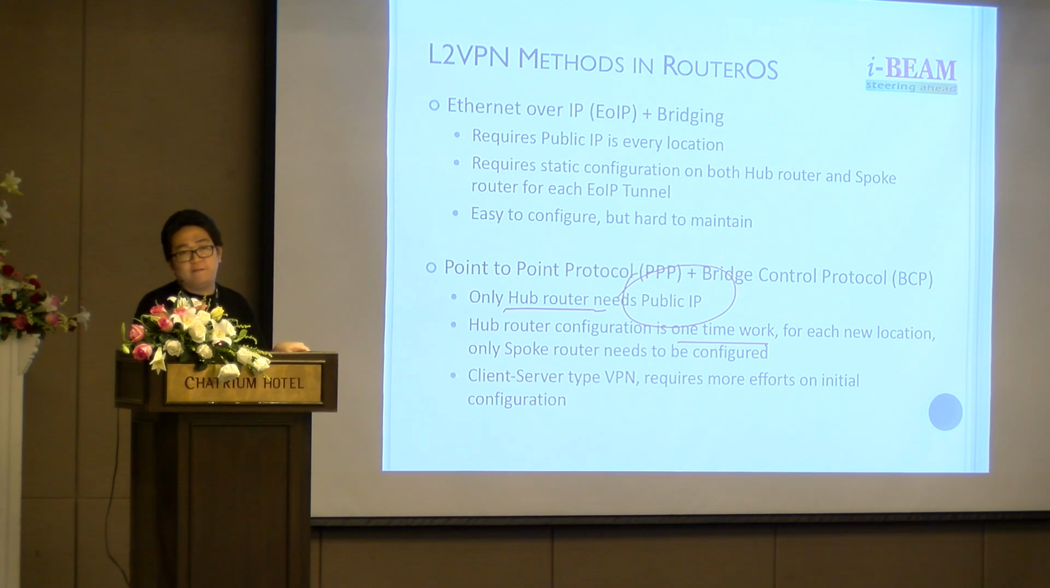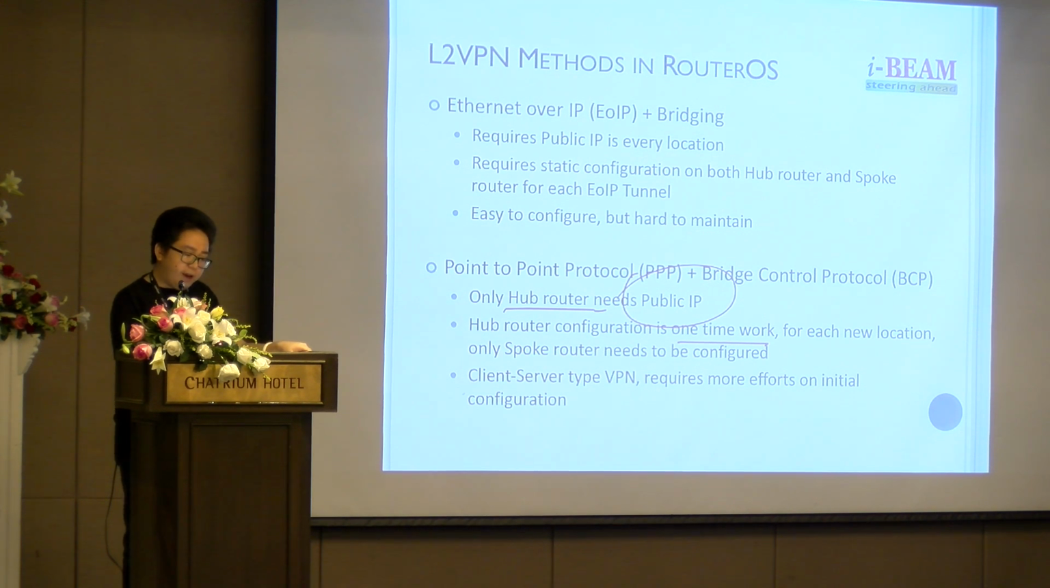So even if you have 99 remote locations, you also need to do the hub configuration only once, only one time. And then whenever you add a new location, you just need to configure a new spoke. You don't need to touch the hub anymore. The hub just stays there.